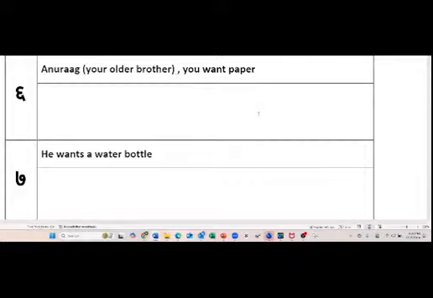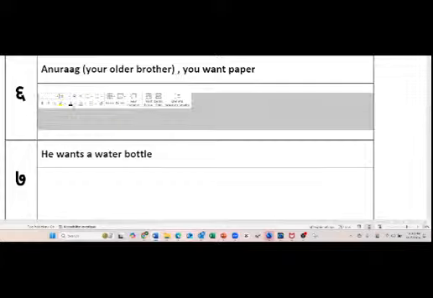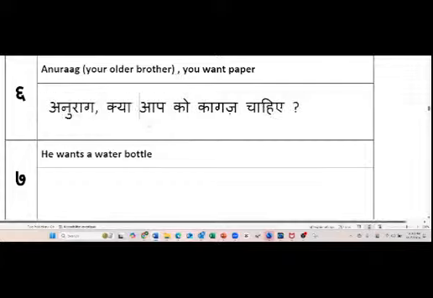आपको कागज चाहिए. Anurag, क्या आपको कागज चाहिए? Because if you want to ask them a question, you have to include क्या. Okay? Anurag, क्या आपको कागज चाहिए? चलो लिखो. Everybody copy it down.